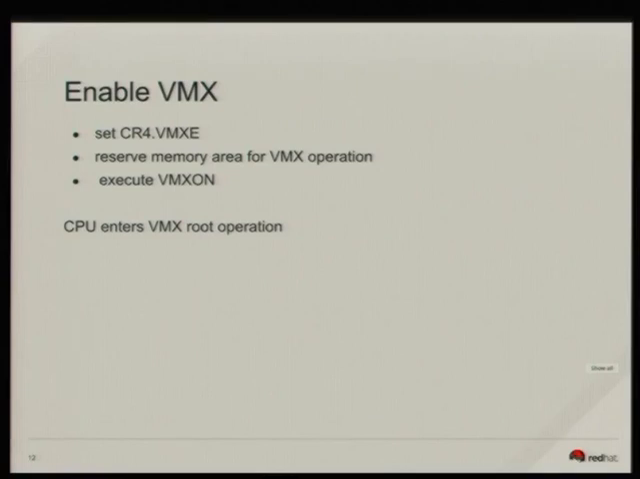Enabling VMX is fairly straightforward. You just first should detect that you have it, and then set the VMX enabled bit in control register 4. Then you reserve some memory area for VMX operation, and you execute VMXON. After VMXON, Intel describes the state as a VMX root state, which we are going to call also host state or hypervisor. So VMX in root operation is the one that can call all those other VMX instructions.